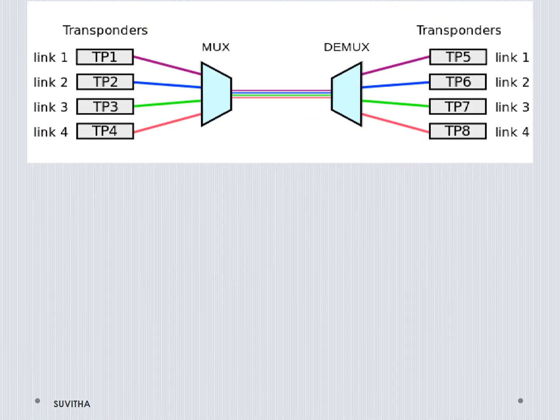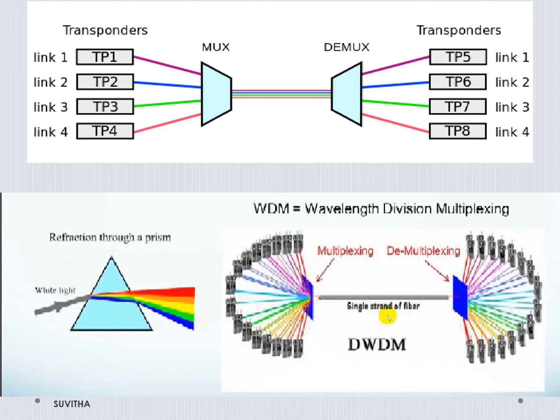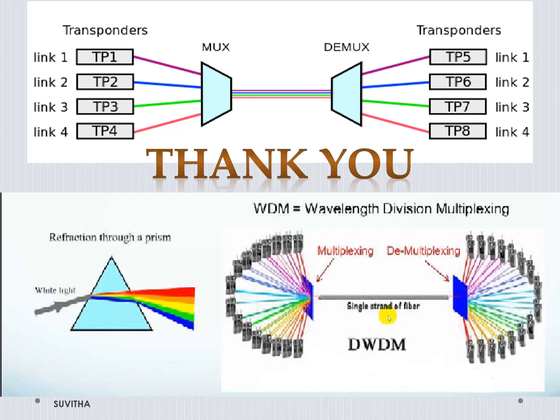Apart from FDM and TDM, we also have WDM, that is wavelength division multiplexing, where the colors of different wavelengths are separated using a multiplexer and demultiplexer, but this is not in detail in your syllabus. In today's class we have learned about wireless media and the concept of multiplexing and its types. Thank you.